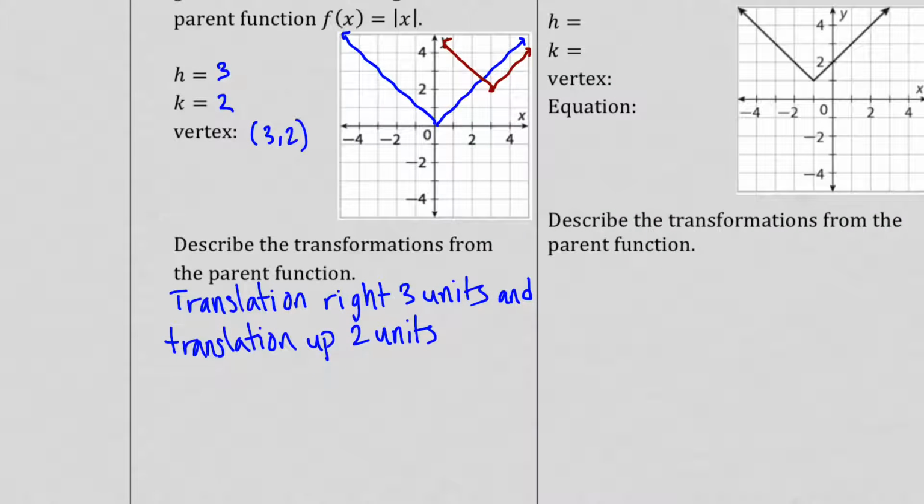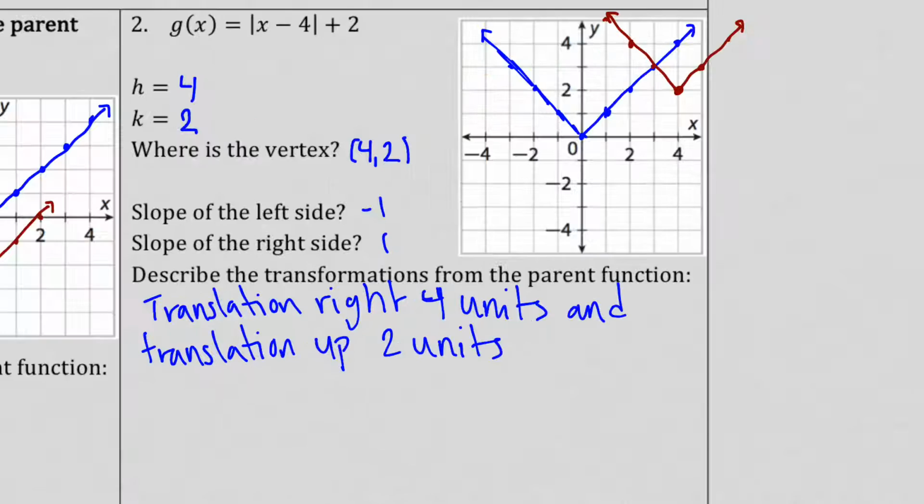And the description is a translation to the right 3 units and up 2 units. And again, also notice that the slope is the same as the parent function on both sides. Positive on that side and -1 on that side. It's exactly the same as the parent function.